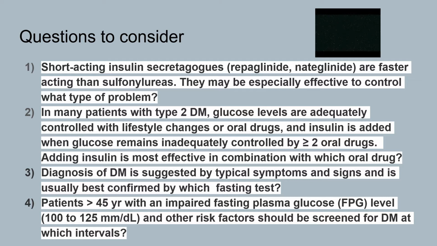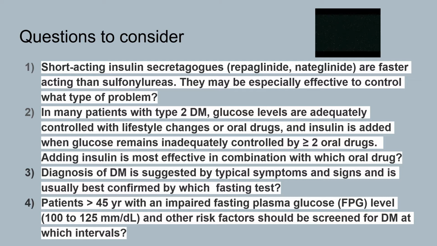Question 2. In many patients with type 2 diabetes, glucose levels are adequately controlled with lifestyle changes or oral drugs, and insulin is added when glucose control remains inadequate with more than 2 oral drugs. Adding insulin is most effective in combination with which oral drug?